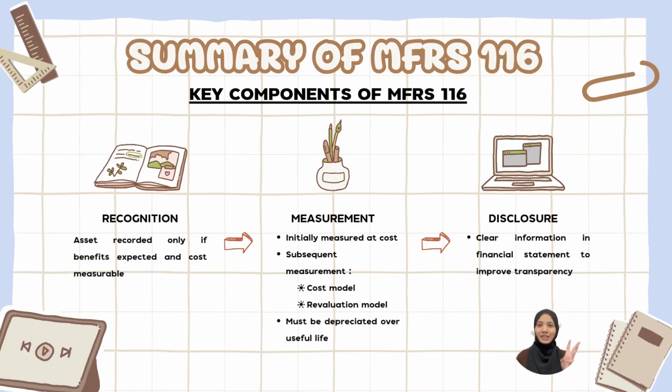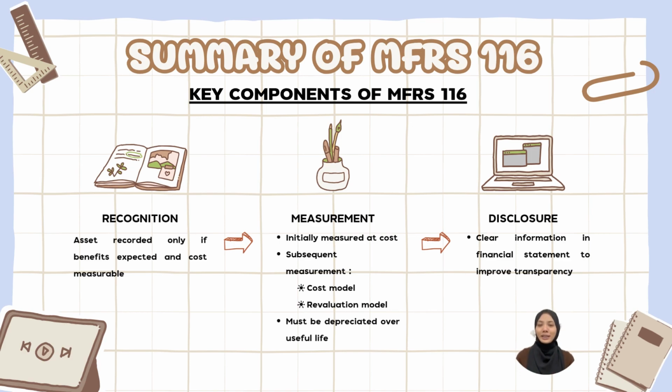MFRS 116 has three main components. The first one is recognition. So what is recognition? Recognition is an item is recognized as a PPE only if it provides future benefit and its costs can be measured.